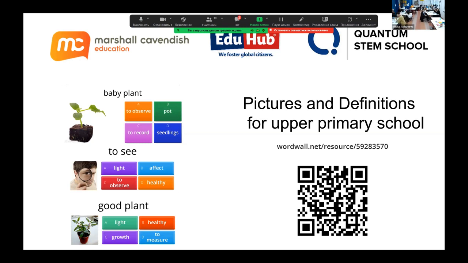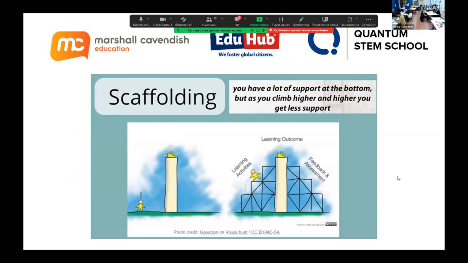So this is about the vocabulary. Next step is scaffolding. So what does scaffolding mean? Do you have any ideas? Have you heard this word before? Scaffolding. So let's look at this picture to understand it better.